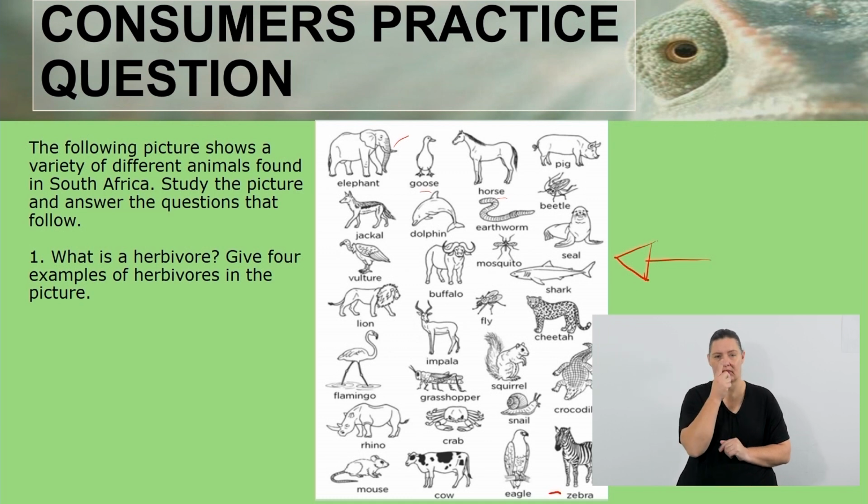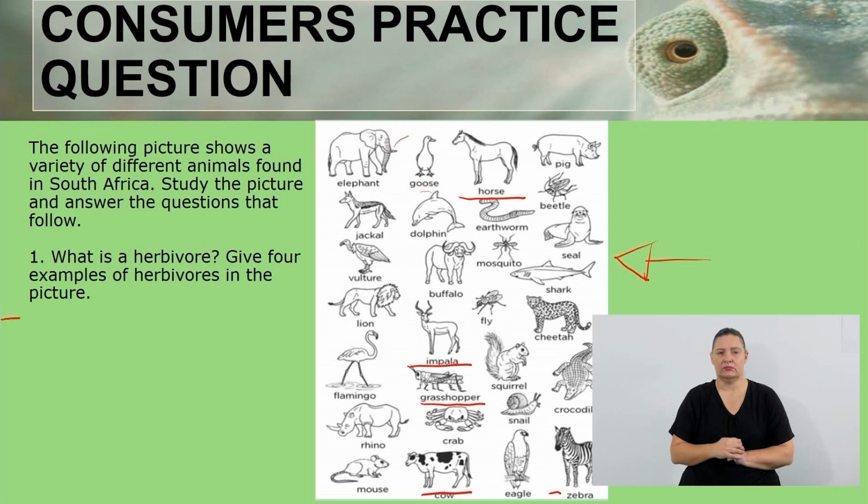The first animal that I can identify that eats a plant is the horse from the first row. And then we have the second example, which is the impala. We also have the grasshopper and our cow down there. So now let us go back and answer our question.